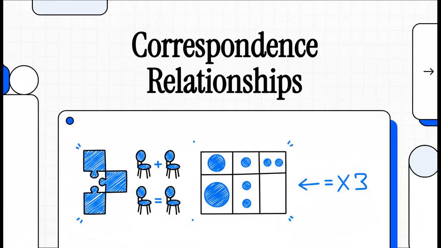All right, let's talk about the hidden rules that run the world around us. We're going to uncover a super powerful math concept. It's called a correspondence relationship. And trust me, it's way simpler and honestly more fascinating than it sounds.